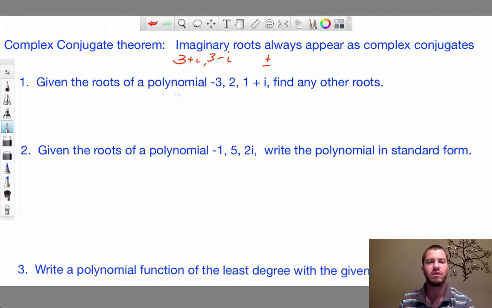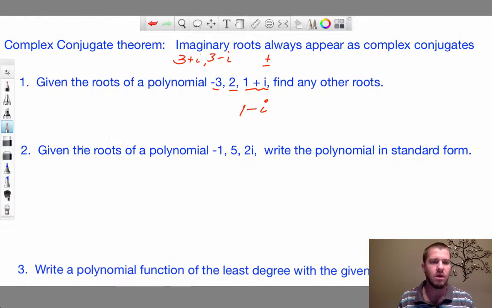So in this first one, given the roots of the polynomial -3, 2, and 1 plus i, find any other roots. Well, these two are not imaginary, so I don't do anything with those. This one is. Since 1 plus i is a root, that means that 1 minus i is also a root. And that's basically it. Any imaginary roots or zeros in the polynomial, its conjugate is also going to be a root.